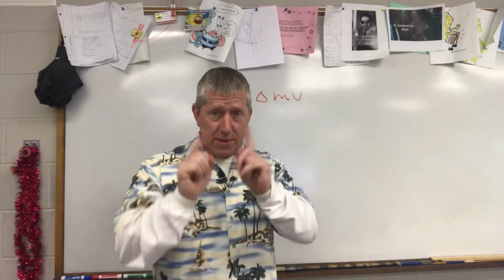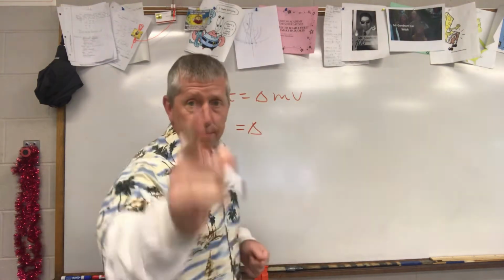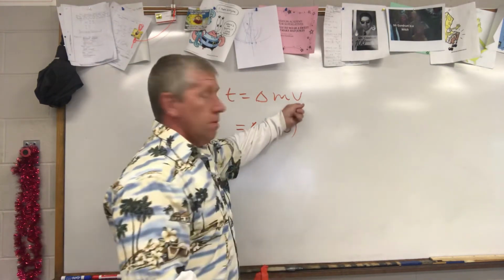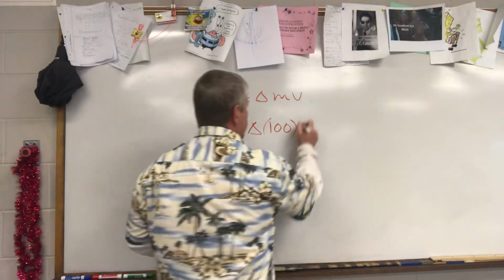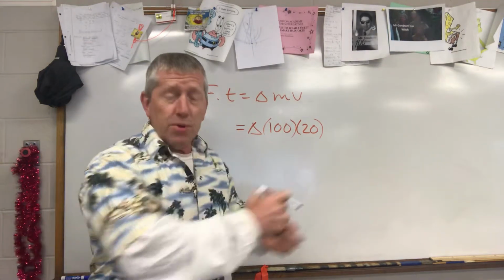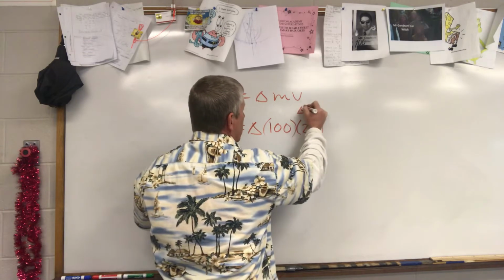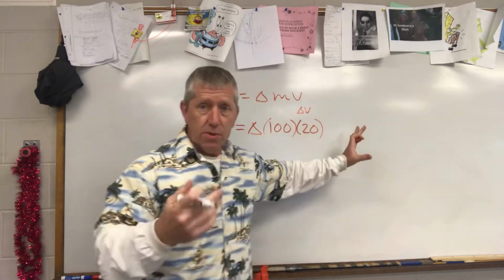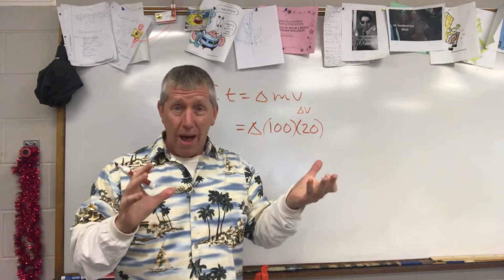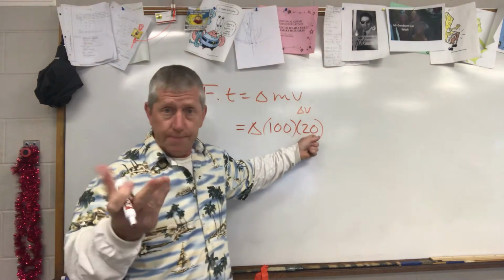Let's do some math here. Let's say that you are a person of 100 kilograms, and you're moving at 20 meters per second. You are going to come to a stop. So with this problem, the momentum change is due to the change in velocity. I'm going 20 meters per second, I end up going 0. So my change in velocity, from 20 to 0, is 20.